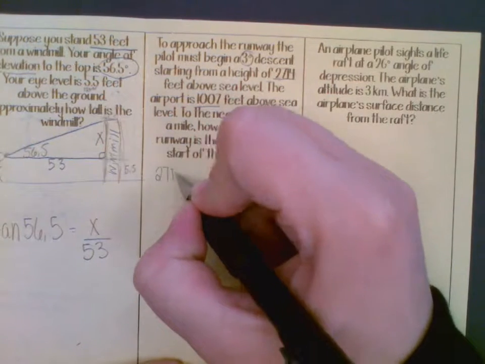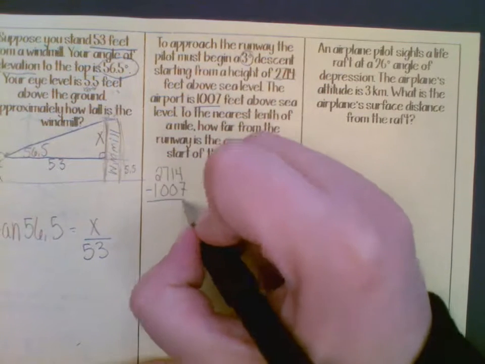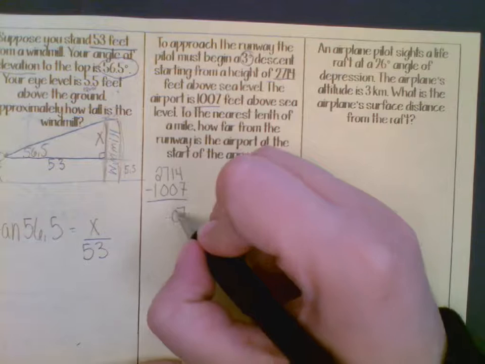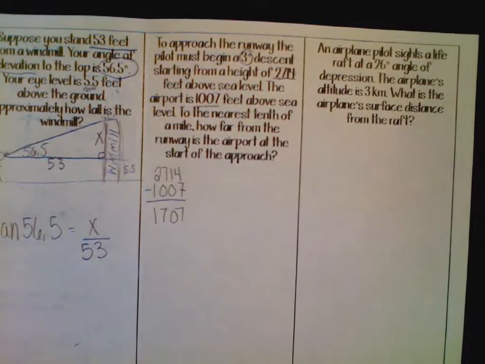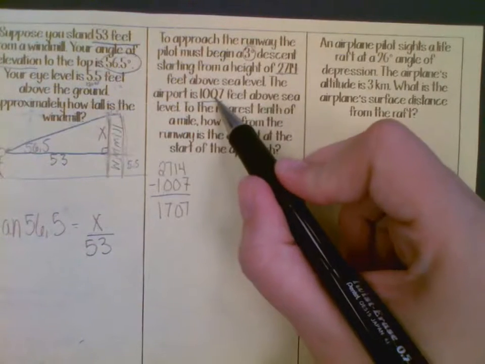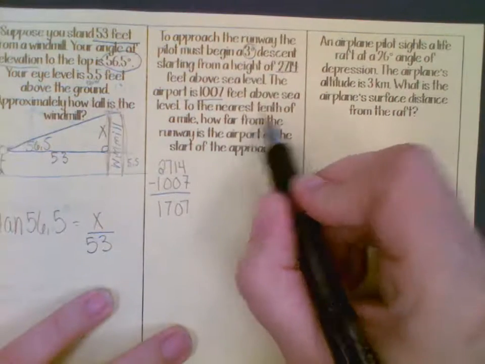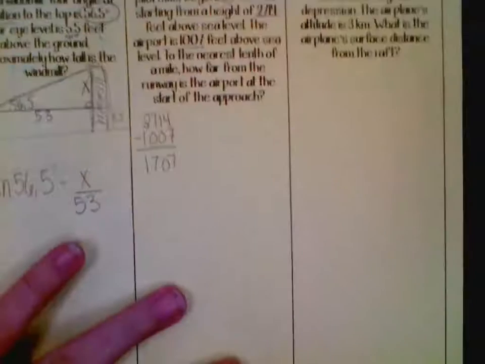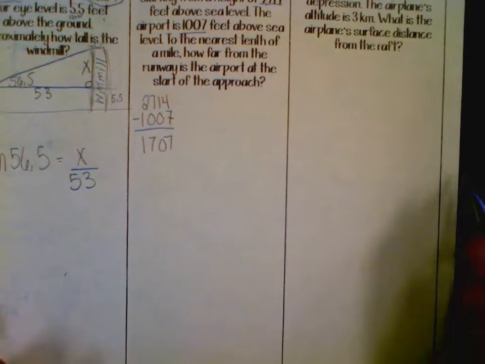Well, to figure that out, we can subtract where we're at and where the airport's at to figure out what's going to be left. So we're going to have to travel 1,707 feet to get down to the airport. Okay? Since they told us two different numbers, that's why we had to do that. So let's try to draw a picture and then we can figure out how far the runway is from the airport. Okay? So this time, are we doing angle of elevation or depression?